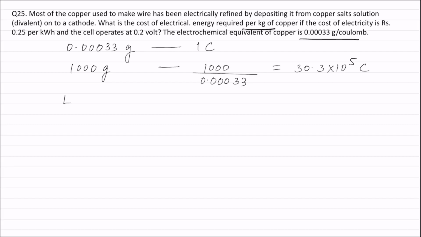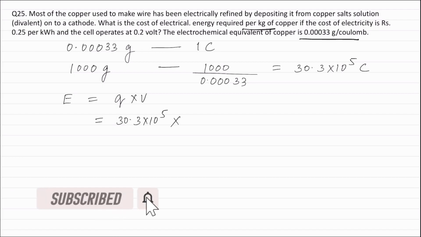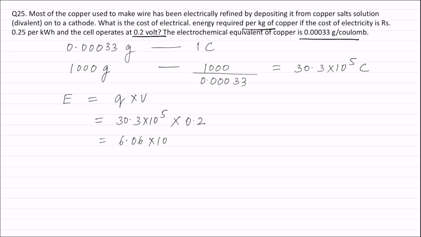Now energy is equal to, the electrical energy required will be equal to Q into V. The value of Q is 30.3 into 10 to the power 5 coulombs into V. The value of V is given as 0.2 volts. Therefore 30.3 into 10 to the power 5 into 0.2 is equal to 6.06 into 10 to the power 5 joules. The electrical energy required is 6.06 into 10 to the power 5 joules for 1 kg of copper.